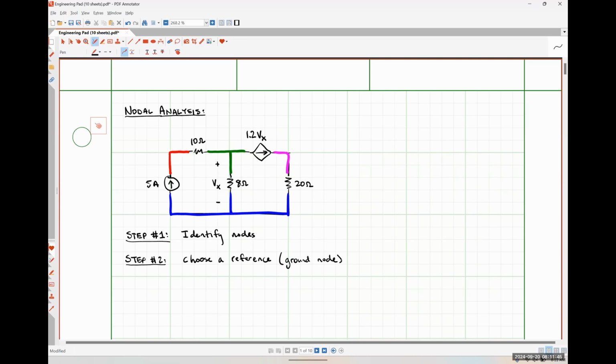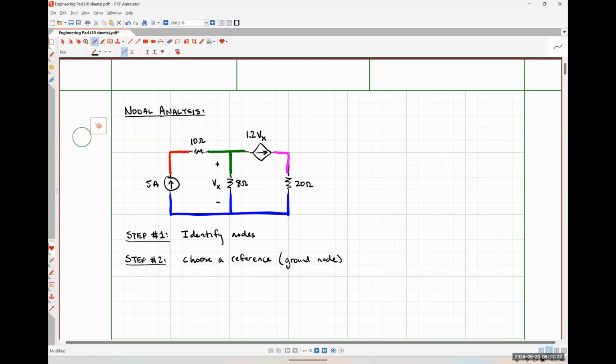So realistically, any node can be chosen as your reference node. However, there are some best practices. Okay? So this circuit contains only current sources, and that is by choice right now. Okay, we'll figure out what happens when we introduce voltage sources a little bit later on in this lecture. So whenever we have a circuit where we only have current sources, typically speaking, I tend to choose my ground node to be at the node that is touching the most amount of circuit elements.